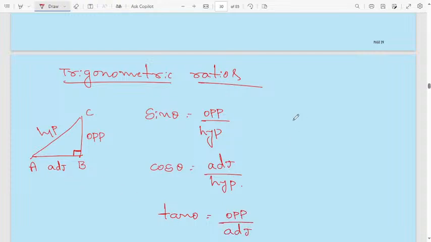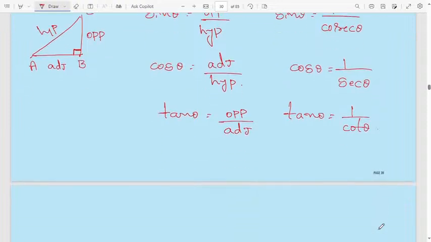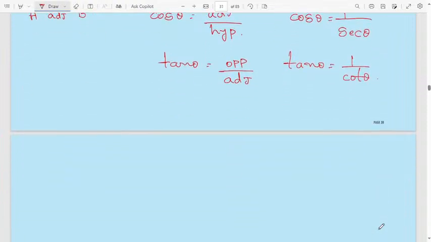Then sin theta is the reciprocal, 1 by cosecant theta, remember. Then cos theta is the reciprocal, 1 by secant theta. Then tan theta is the reciprocal, 1 by cot theta.